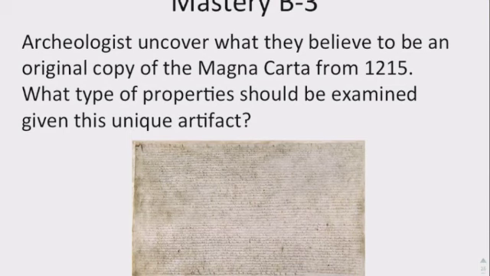Moving on to the last one, it says archaeologists uncover what they believe to be an original copy of the Magna Carta from 1215. What type of properties should be examined given the unique artifact? So when we're looking at this, we want to look at physical properties, because when we look at physical properties, we're not going to damage it. If we look at the chemical properties, that will result in the destruction of the sample as it's converted into something else. So we don't want to see how this artifact reacts with other things, because that would just destroy it and break it. So we want to look at the physical properties of it.